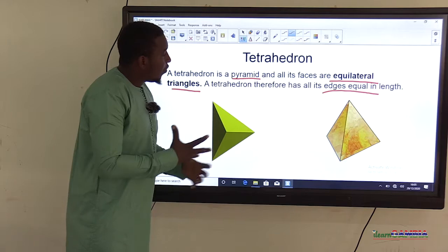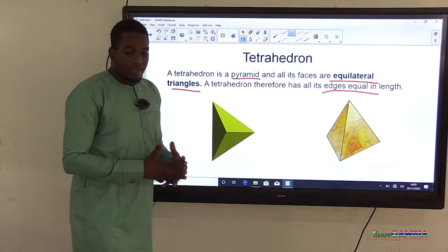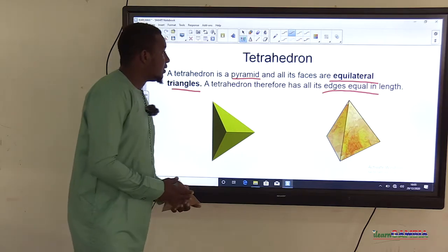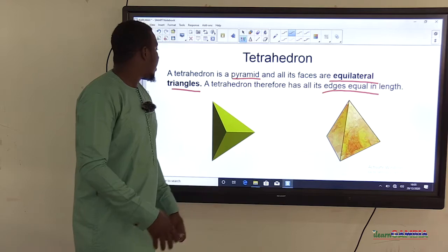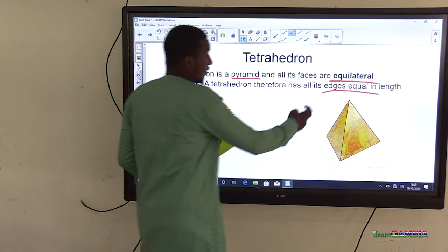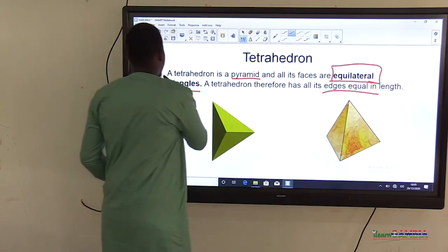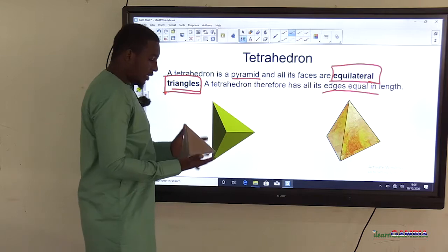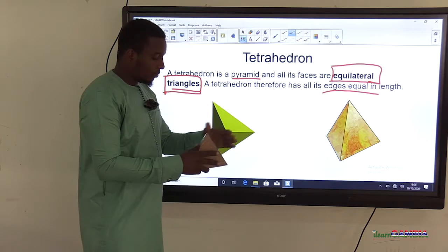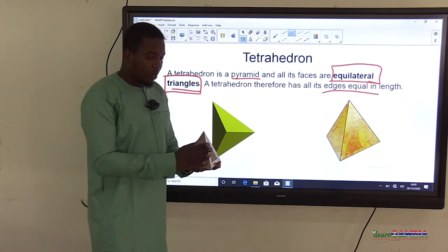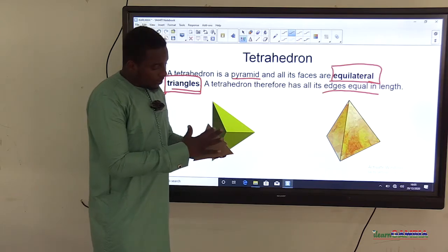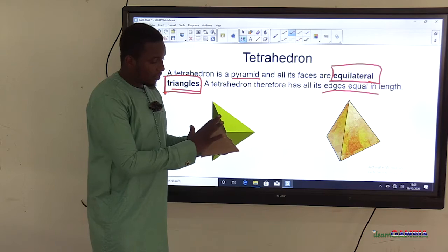Now, what is a tetrahedron? A tetrahedron is a pyramid, and all its faces are equilateral triangles. That is the specific property that it has. All its faces are equilateral triangles. That is to say, this is an example of a tetrahedron. It has how many faces? We'll come to know how many faces it has. But what is important at this point is the fact that all the faces are equilateral triangles.